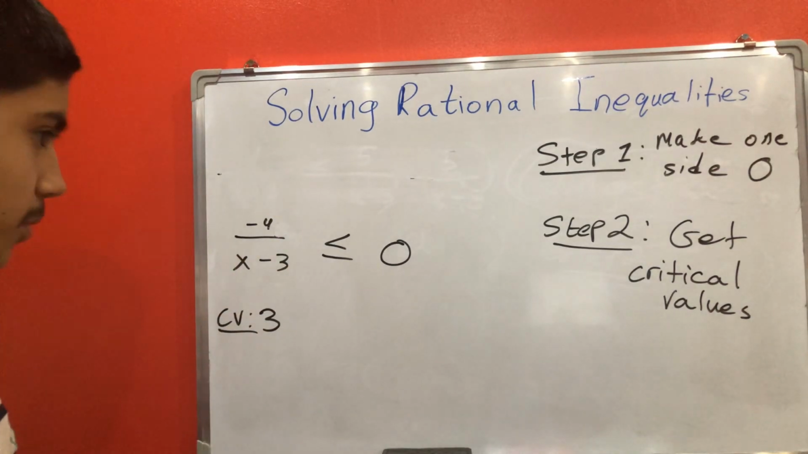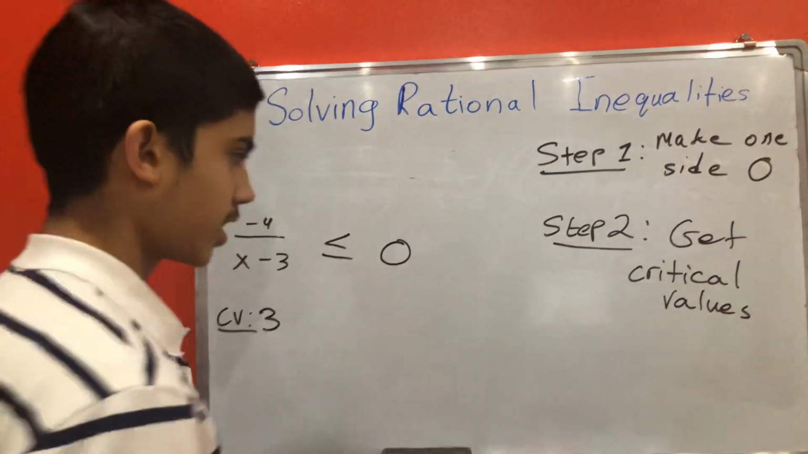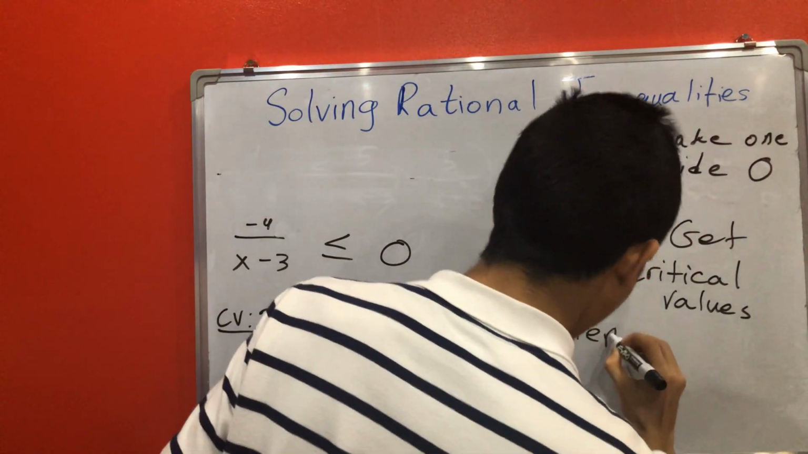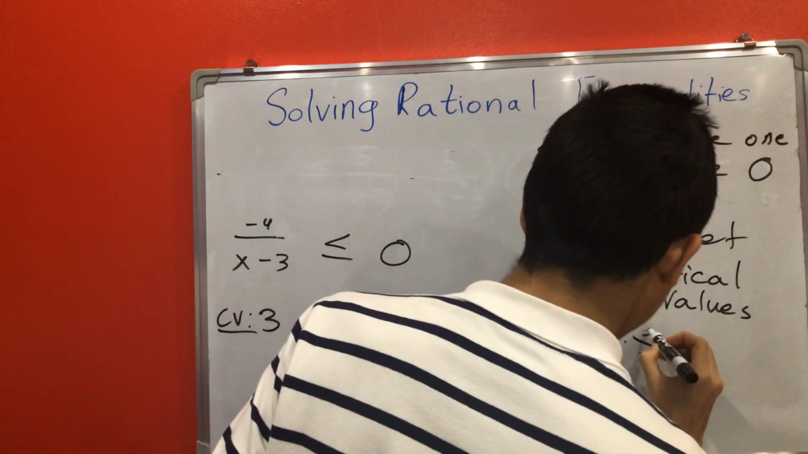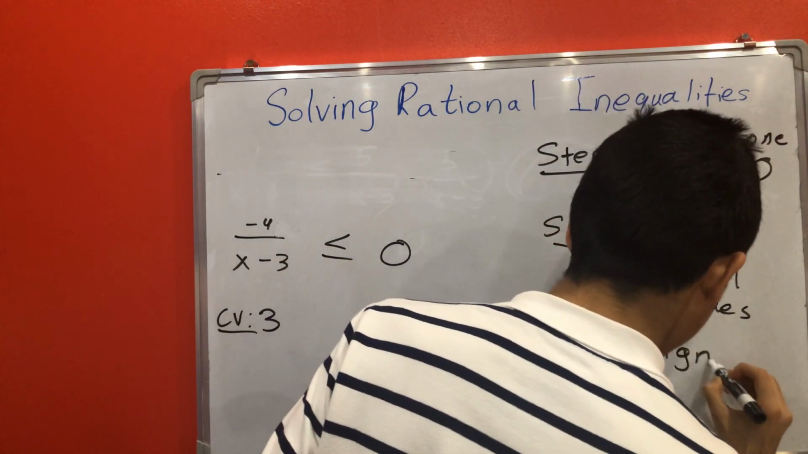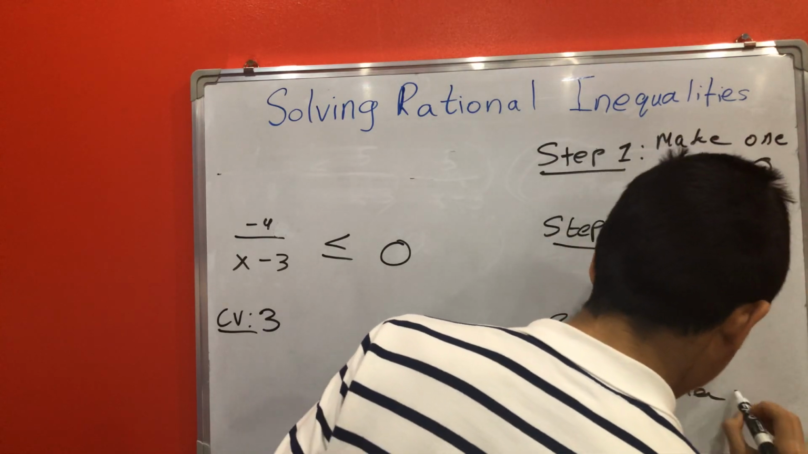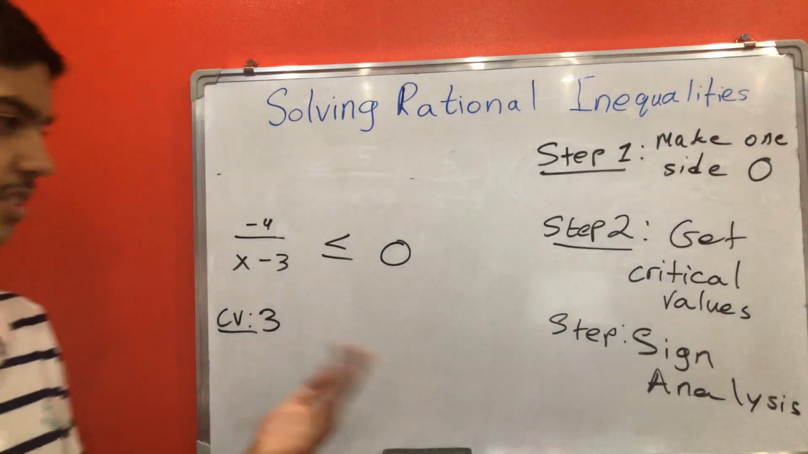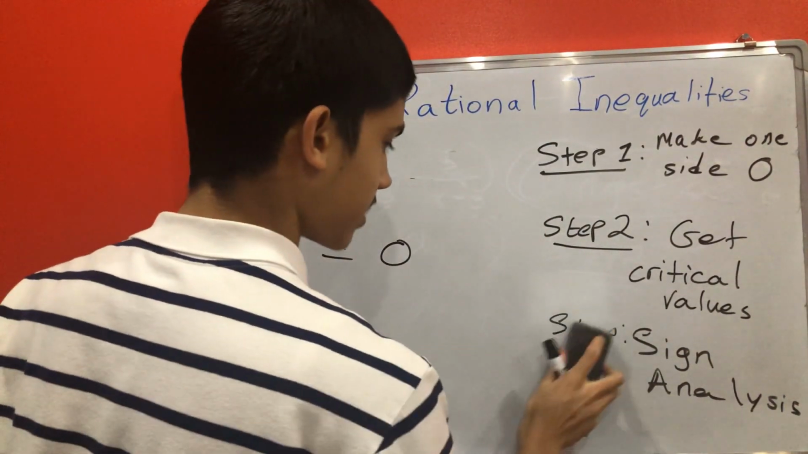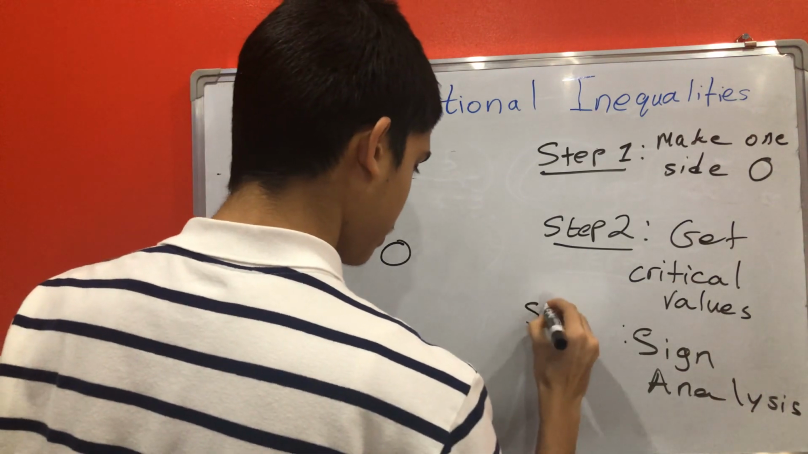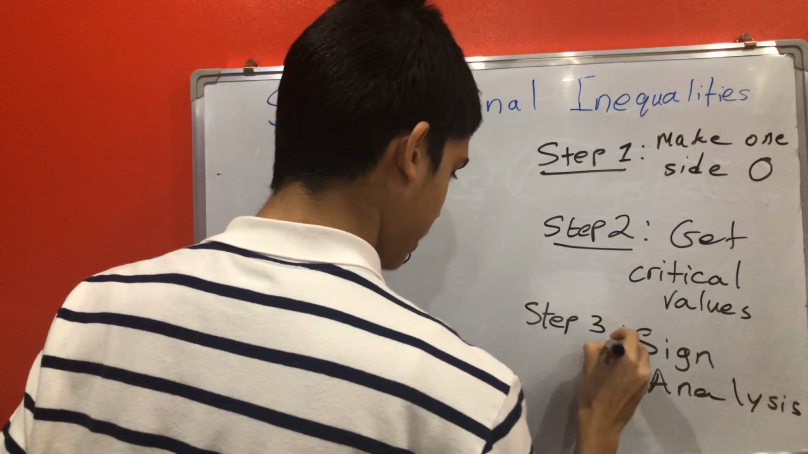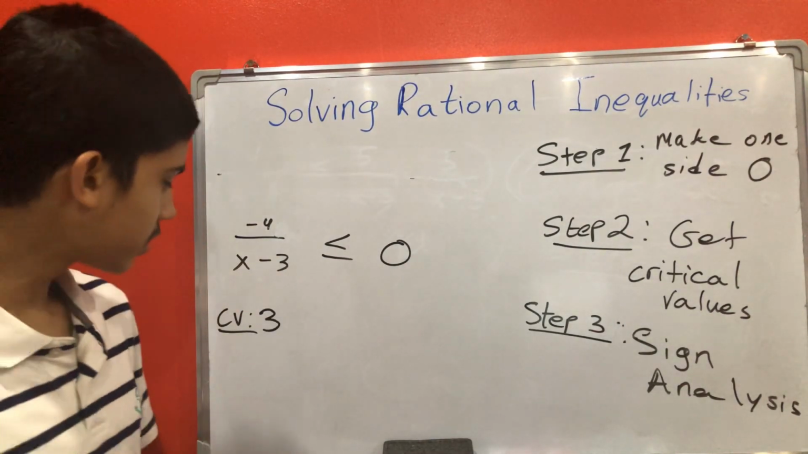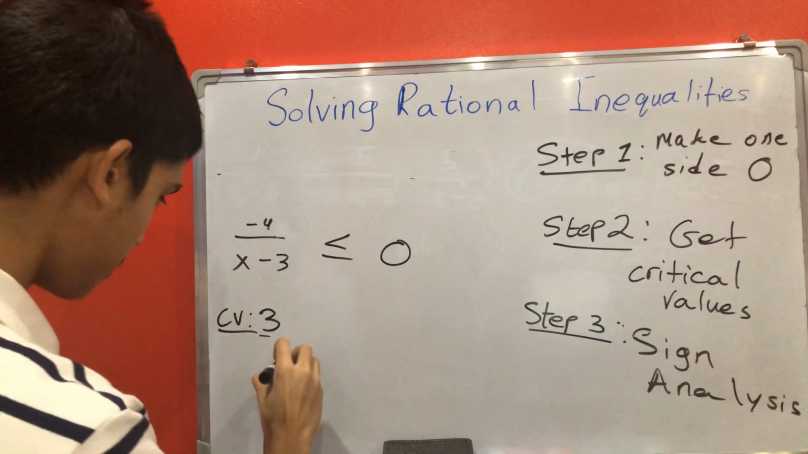Okay? So we got our critical values, and that's step 2. Now, the final step is just to do something called sign analysis. Okay? It's just a really fancy word that means we're going to do a special kind of analysis on this inequality. So what we're going to do, we're going to use this critical value and we're going to make a number line.